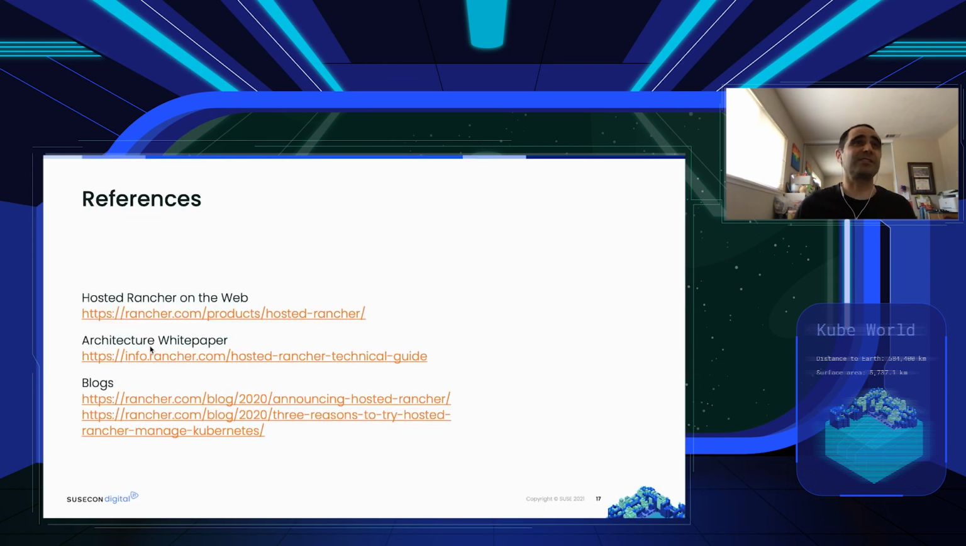So references. I have a list of references here. If you want to find out more about Hosted Rancher, we have a website, or if you just navigate to rancher.com and go to the products navigation, there's a dropdown for Hosted Rancher. We have an architecture white paper, which goes into a little more detail in terms of our architecture, how we do security, how we do some of the network peering that I talked about, and some of the general best practices that I went over. And then we also have a few blogs. We have an introductory blog that first announced Hosted Rancher, which was back in, I believe, April of last year, so it's been about a year now. And then we have another blog that goes over reasons why you'd want to use Hosted Rancher, which I think are more or less covered in this presentation.